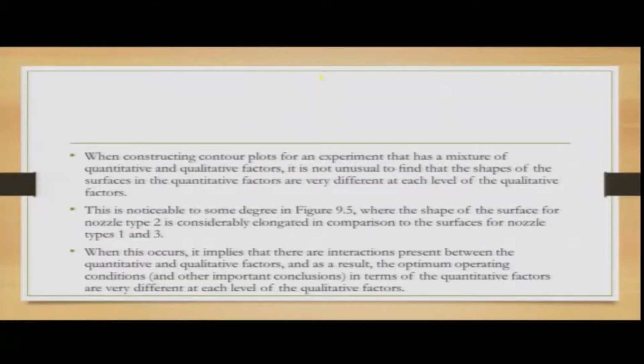When constructing contour plots for an experiment that has a mixture of quantitative as well as qualitative factors or variables or attributes, it is not unusual to find that the shape of the surfaces of the quantitative factors are very different at each level of qualitative factors.